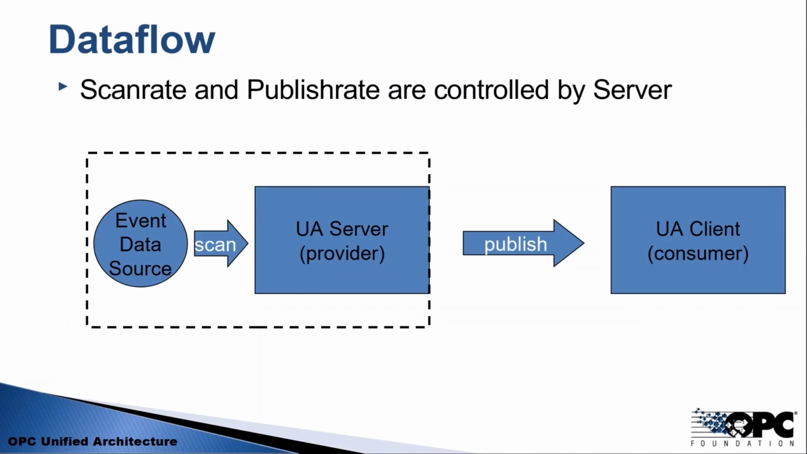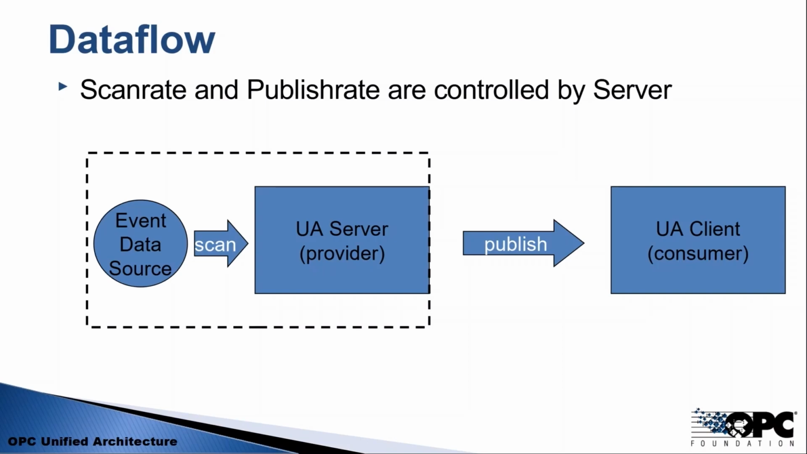As you know, OPC UA data flow goes from the server to the client, and the client is a data consumer and the server is a data provider. The communication when the data flows from the server to the client, that's what we call the publish. And the scan is the communication between the data source and the server. There can be an event source or a data source or both inside the server. And typically it's inside the server because the OPC server is directly on the device that is having the data.